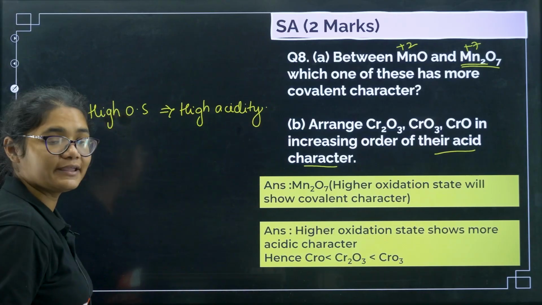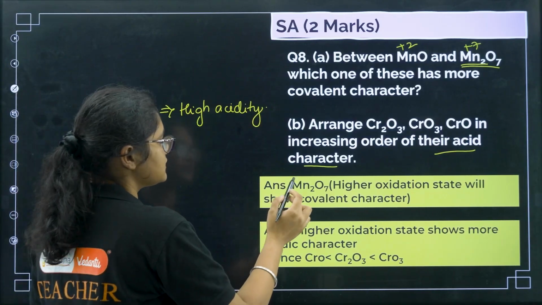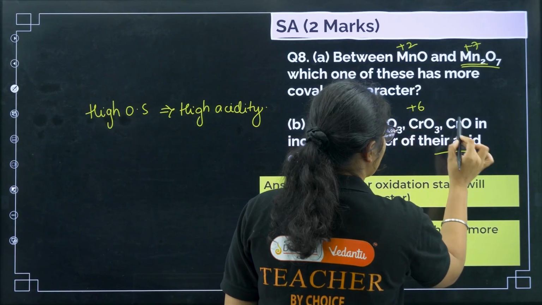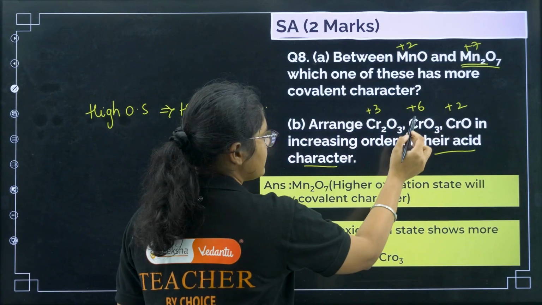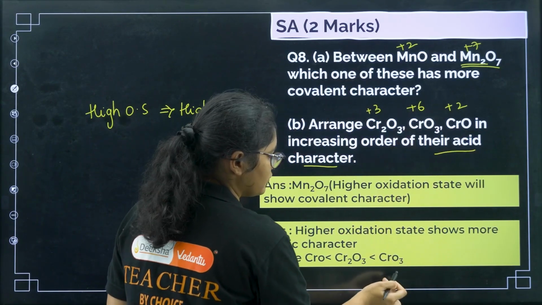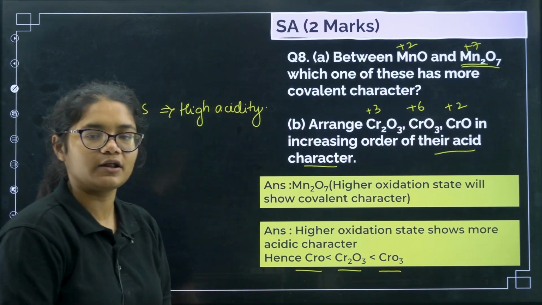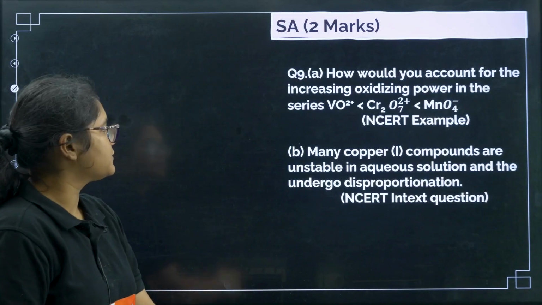Higher oxidation state, high acidity. So here, if I see what the oxidation state is, that is +3, here it is +6, and here it is +2, right? Higher oxidation state, higher acidity, so CrO3 will be maximum, then you have Cr2O3, and then you have CrO. Okay. Next, question number 9.